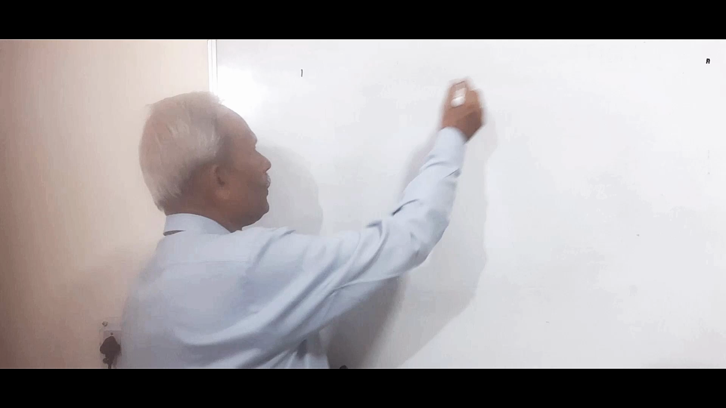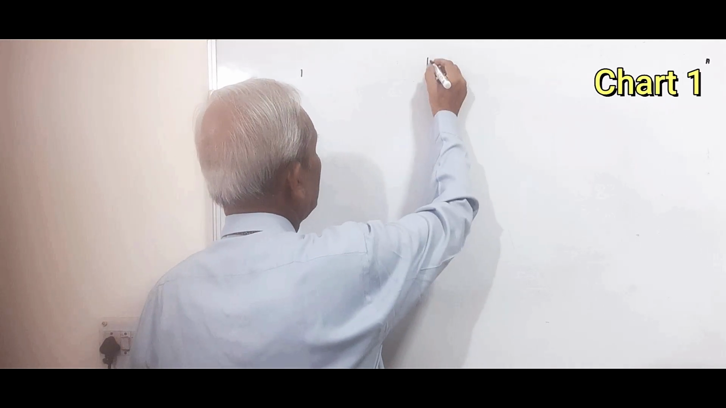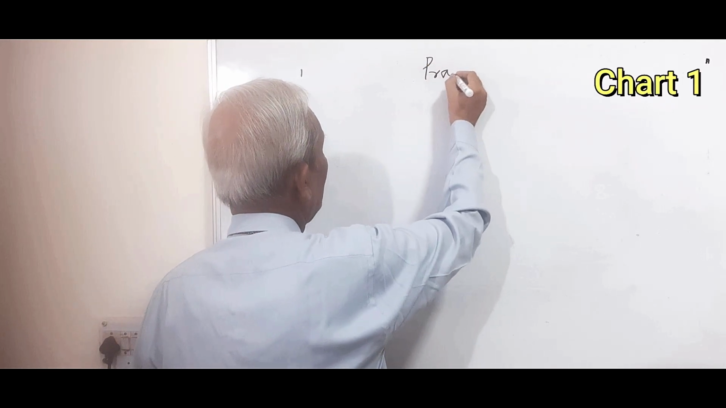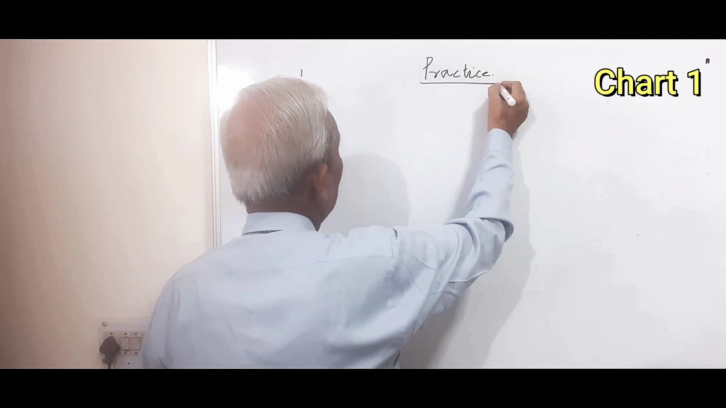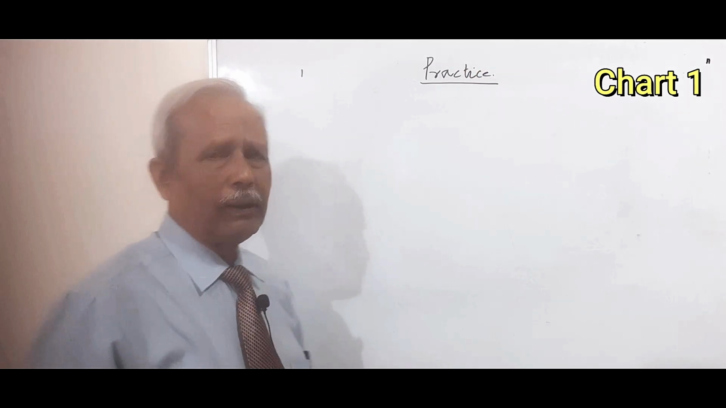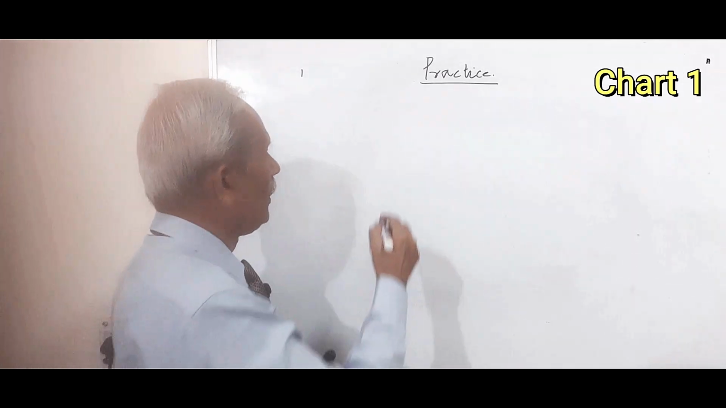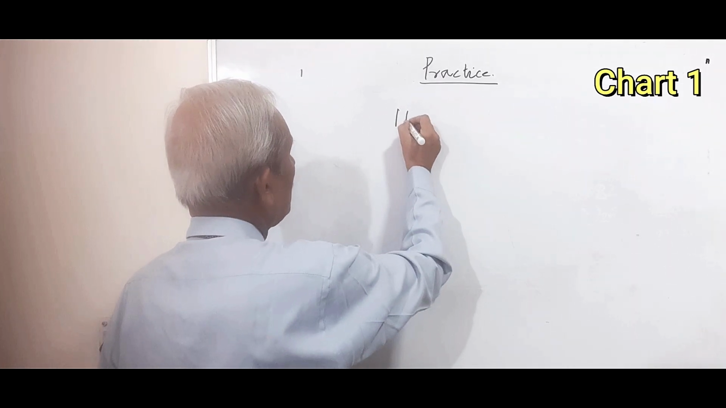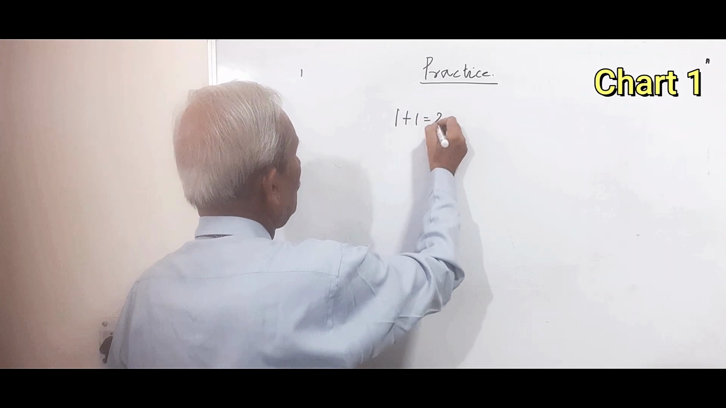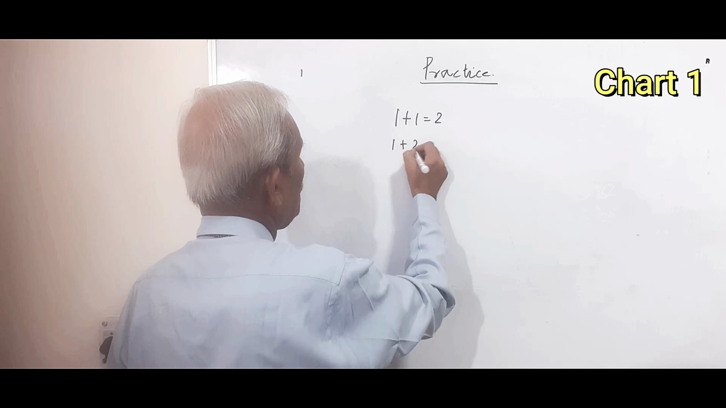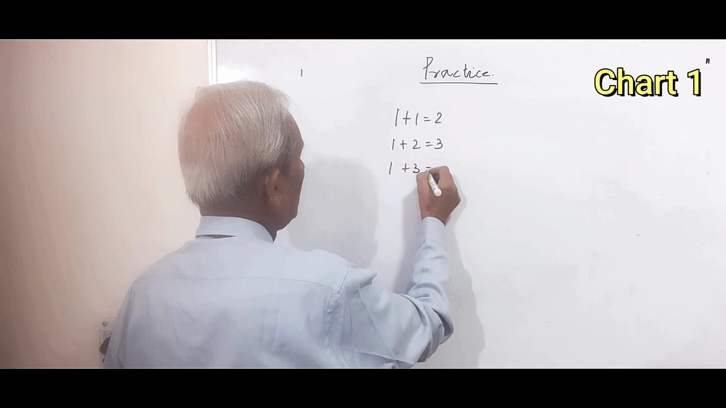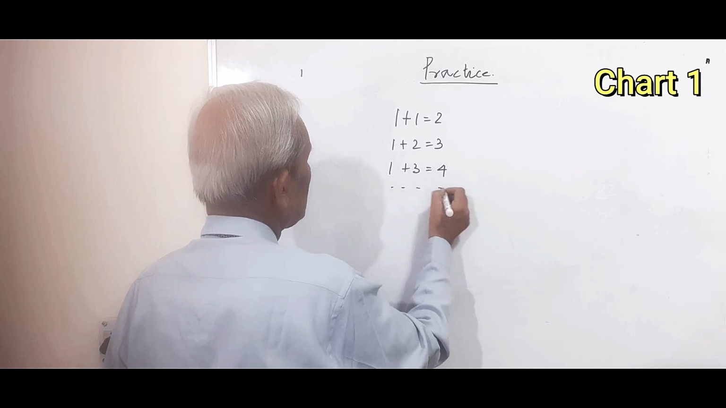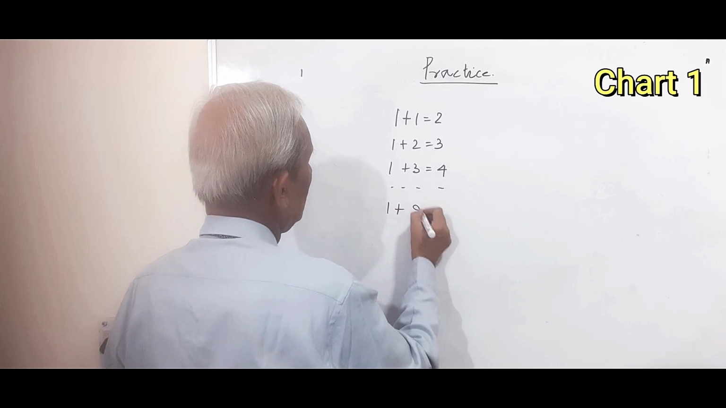This is our practice for increasing the speed of calculation, in particular the speed of addition. So initially there is a chart which you will write like this: 1 plus 1, 1 plus 2, which I'll show you. You can jot down 1 plus 3. This is very simple, but you'll go up to 1 plus 9 is equal to 10.